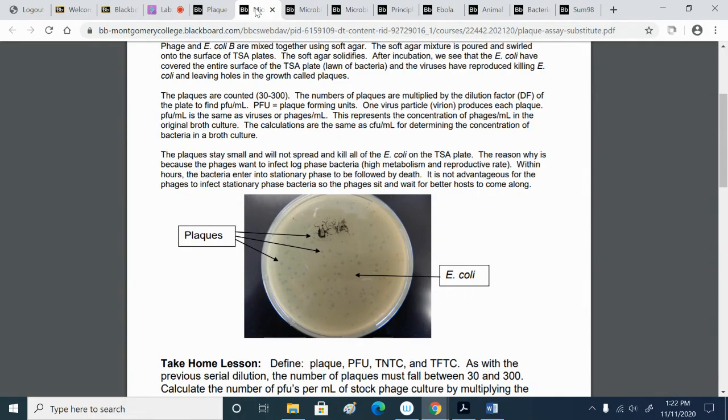What does TNTC mean? Too numerous to count. And TFTC? Too few to count. Right, too few to count. Sometimes instead of saying TNTC, they may write TMTC, as in too many to count. So sometimes you may see TMTC, but originally it was TNTC, too numerous to count.